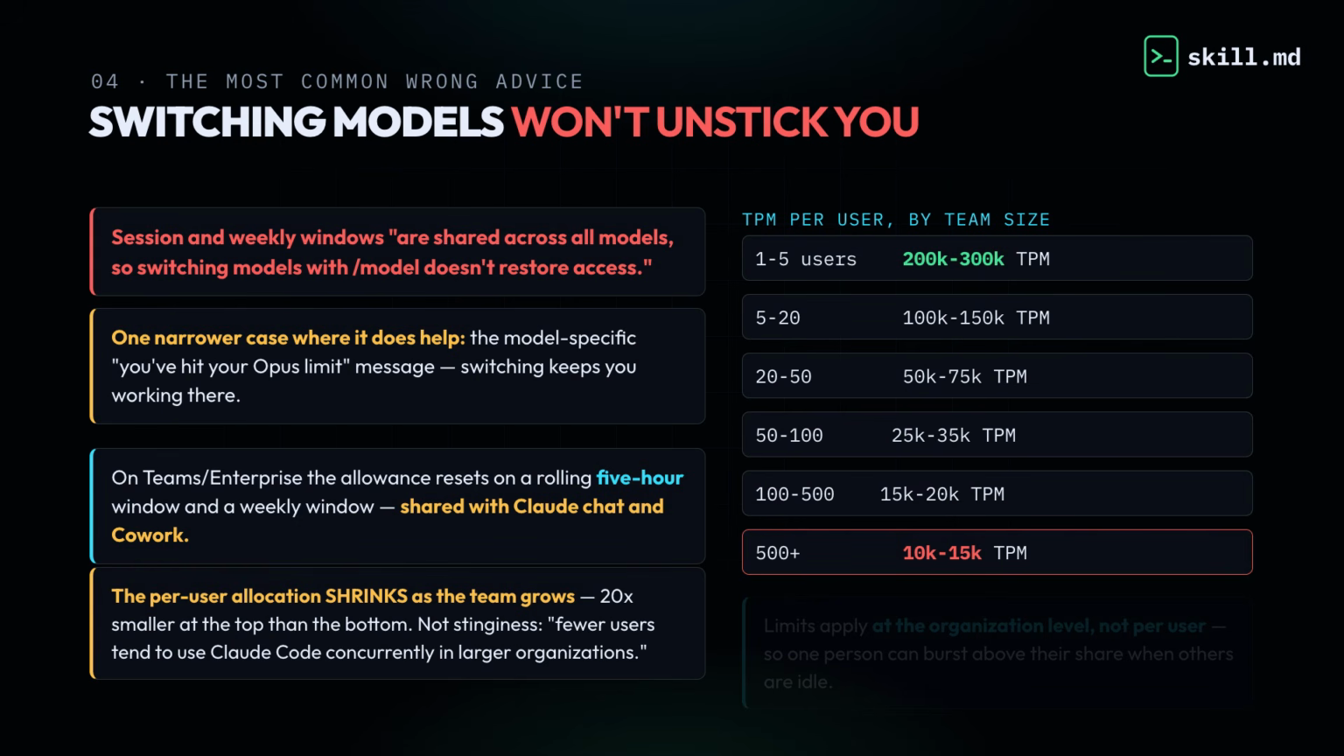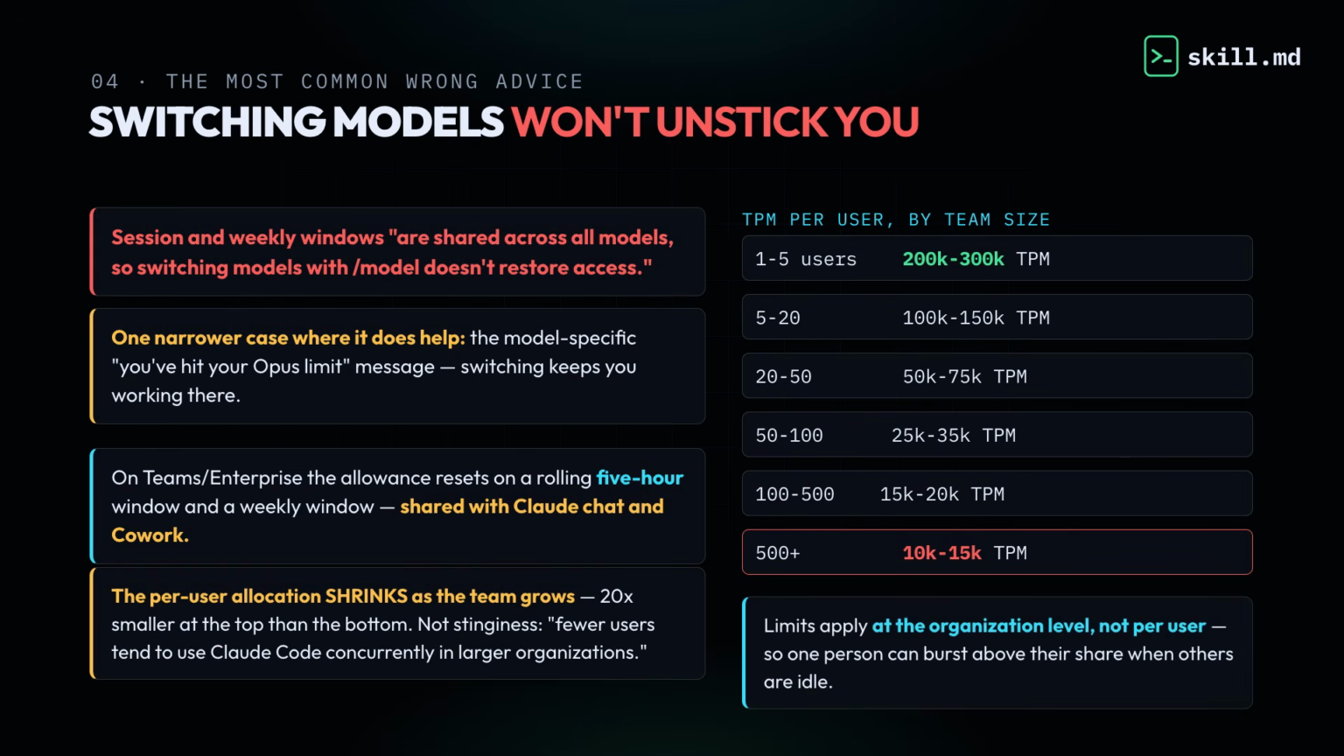The per-user allocation shrinks as the team grows, 20 times smaller at the top than the bottom. And the reason is not stinginess, it's statistics. Fewer users tend to use Claude Code concurrently in larger organizations, and the limits apply at the organization level, not per individual user, so any one person can burst above their share when others are idle. Their worked example: 200 users at 20,000 TPM each is 4 million total.